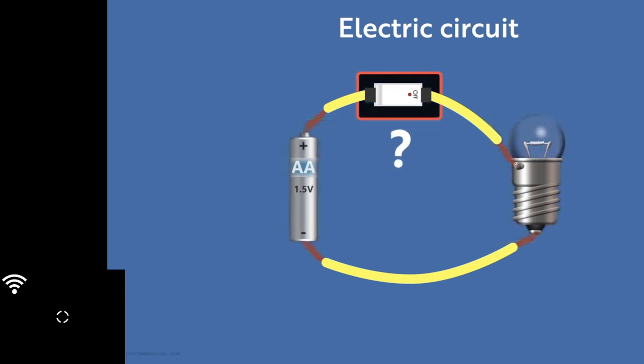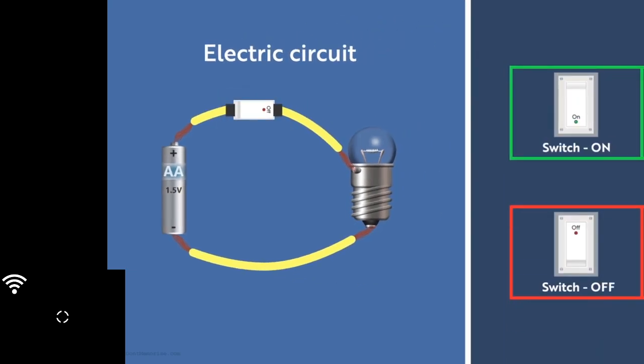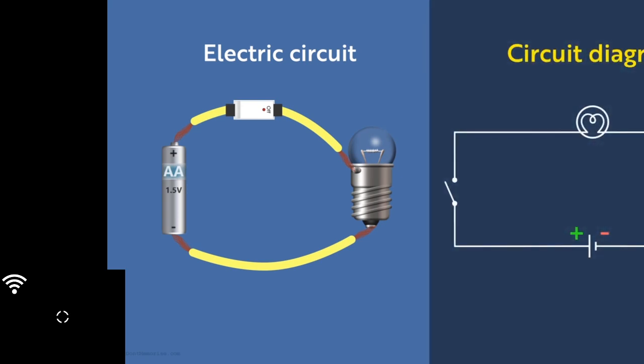What is the symbol for a switch? There are two symbols for a switch. This symbol is used when the switch is on and this symbol is used when the switch is off. If we were to draw a circuit diagram for this circuit, here is what it will look like. Note that there will be two circuit diagrams for this. This one is when the switch is off and the electric current is not flowing through the circuit.